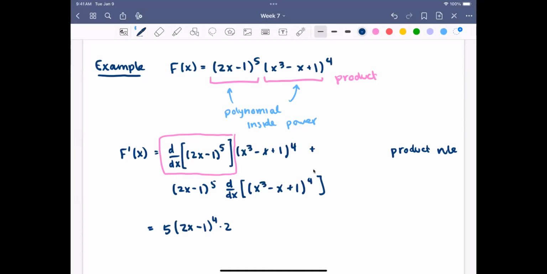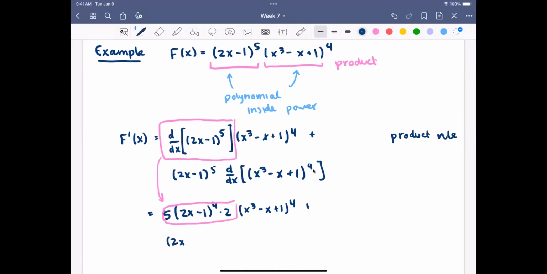Okay, let's continue the calculation. So this was the pink derivative. And then we have this other stuff on the outside, x cubed minus x plus 1 to the 4th, that we don't need to do anything to, plus 2x minus 1 to the 5th. And then we have to take the derivative of this thing. So what is the derivative of that? This will again be like power rule plus chain rule.